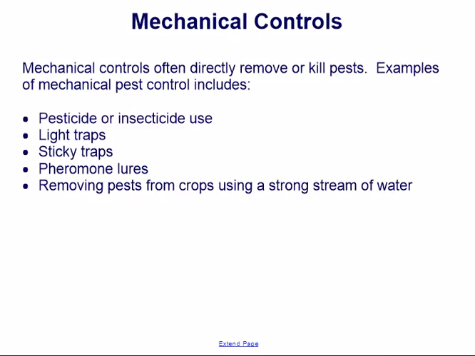Mechanical controls. Mechanical controls often directly remove or kill pests. Examples of mechanical pest control include pesticide or insecticide use, light traps, sticky traps, pheromone lures, and removing pests from crops using a strong stream of water.